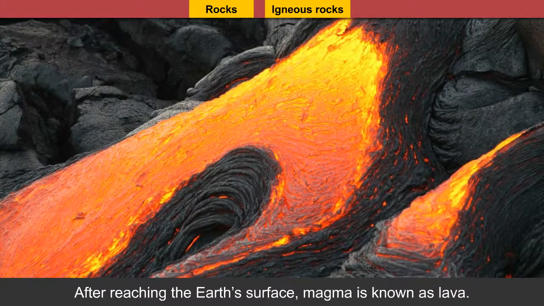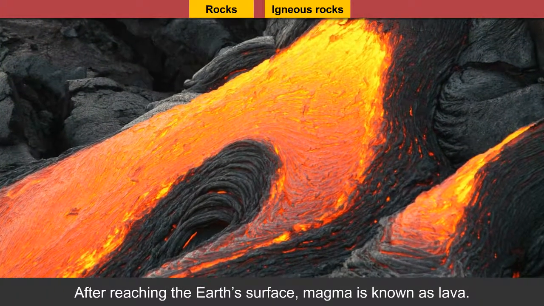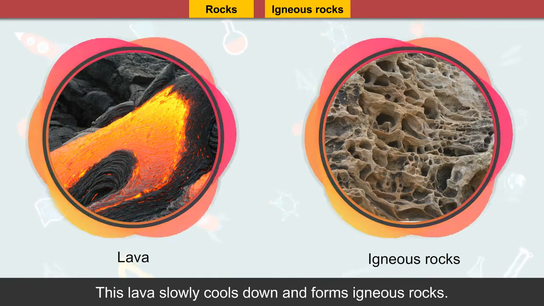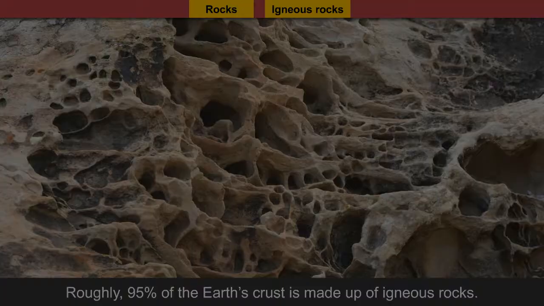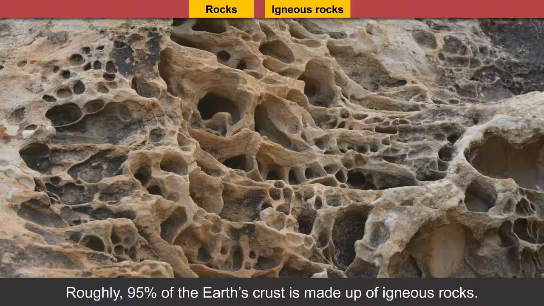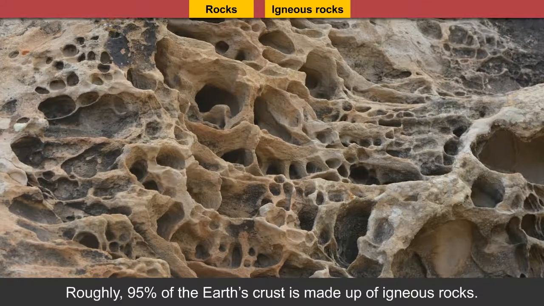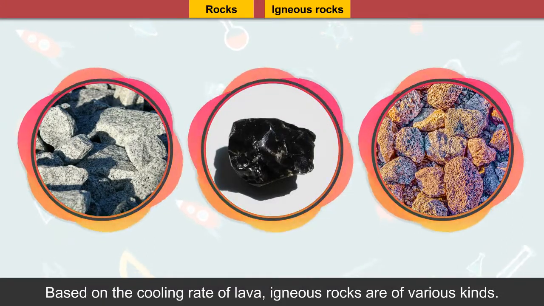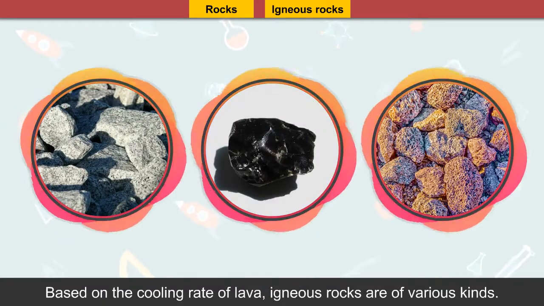After reaching the Earth's surface, magma is known as lava. This lava slowly cools down and forms igneous rocks. Roughly 95% of the Earth's crust is made up of igneous rocks. Based on the cooling rate of lava, igneous rocks are of various kinds.